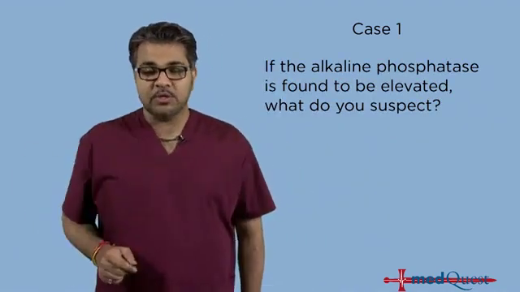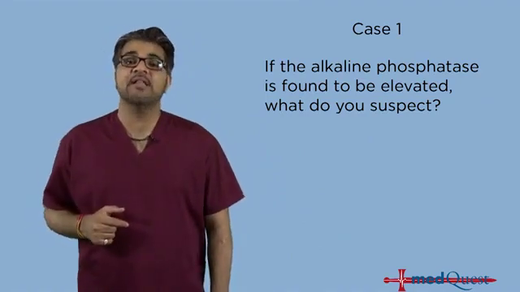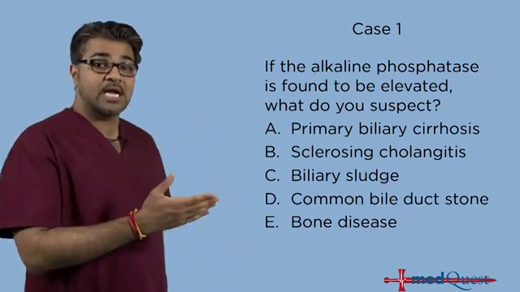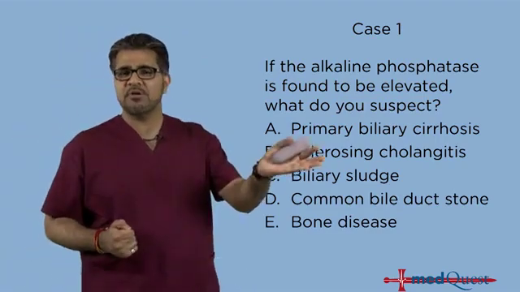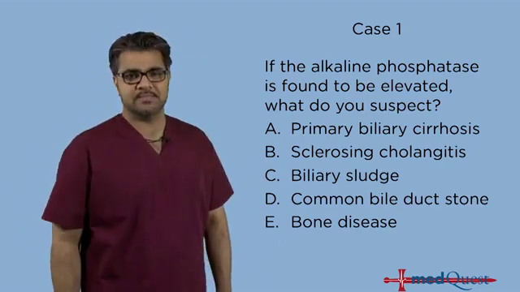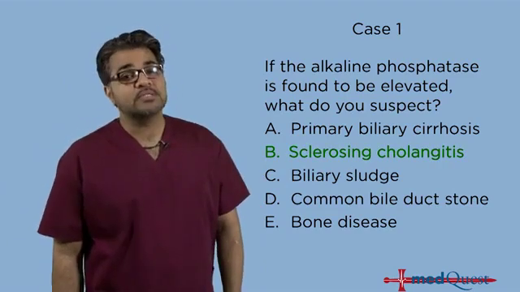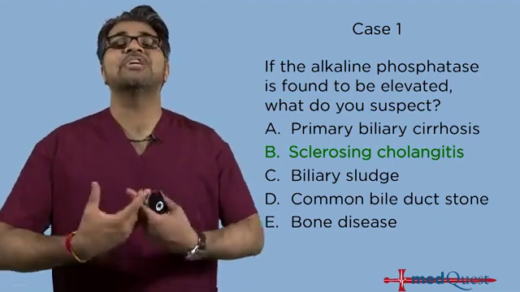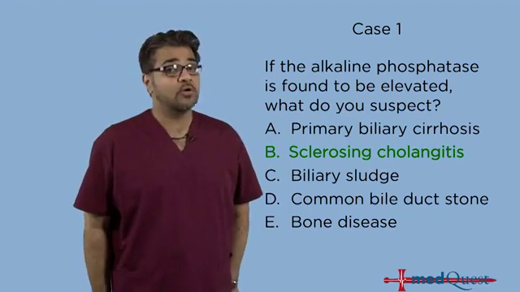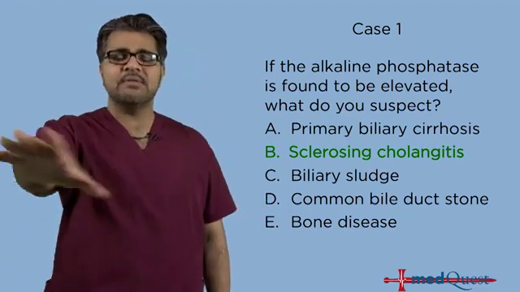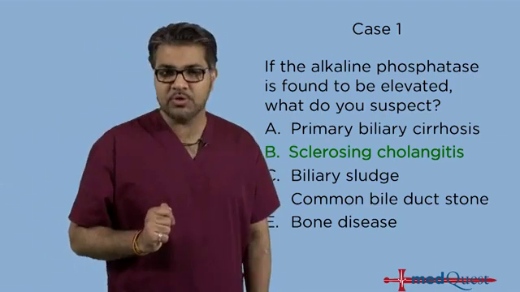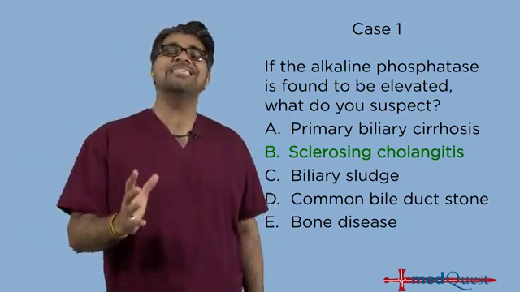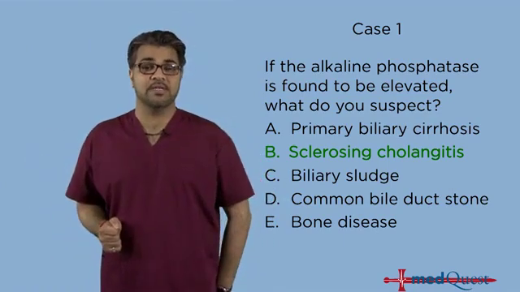Now, you have a patient who has ulcerative colitis or Crohn's disease, and they have an elevated alkaline phosphatase. What do you suspect? Do you suspect bone disease, a common bile duct stone, biliary sludge, primary biliary cirrhosis, or sclerosing cholangitis? The answer here is sclerosing cholangitis. That means this patient has primary sclerosing cholangitis, an extraintestinal manifestation of good old ulcerative colitis and Crohn's disease. A lot of us used to think that ulcerative colitis was all that was associated with episcleritis and primary sclerosing cholangitis, but the fact is that they're almost equal in Crohn's and ulcerative colitis.